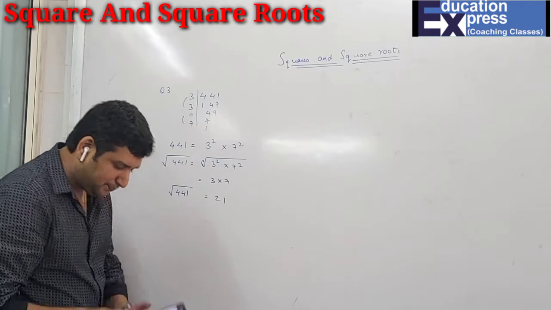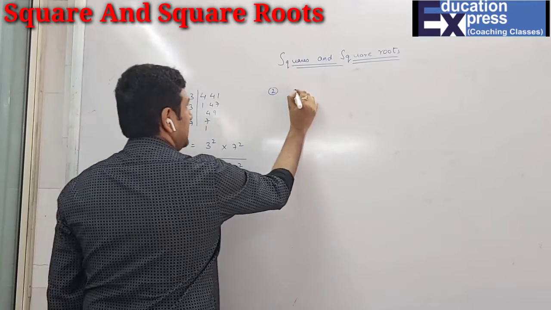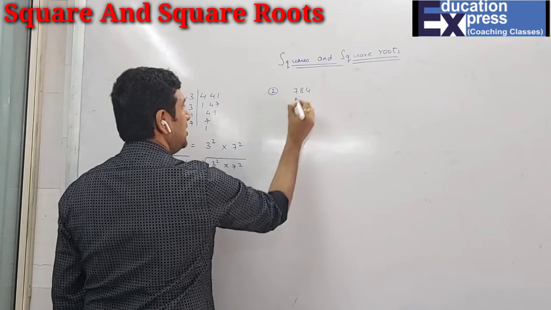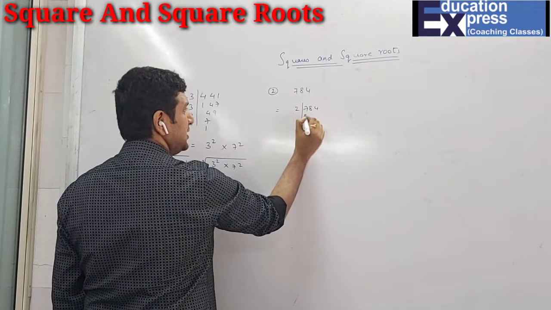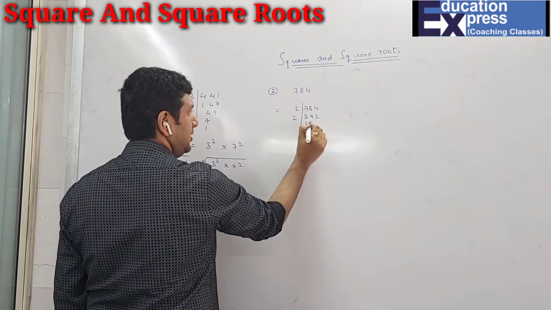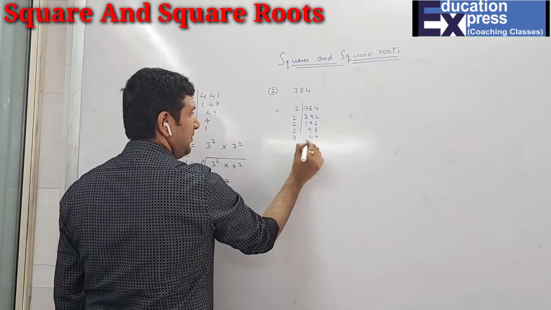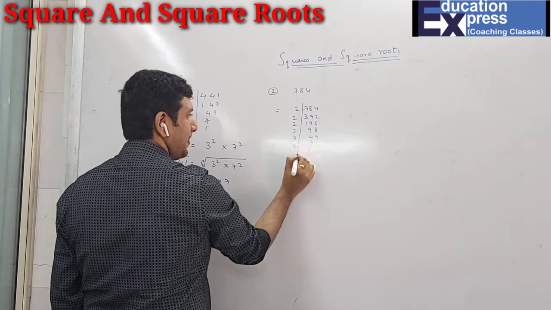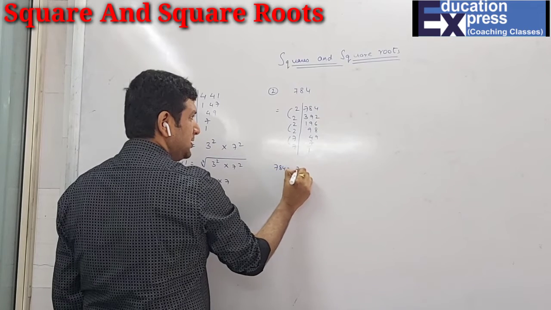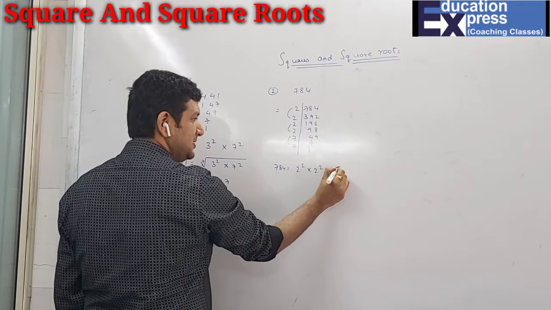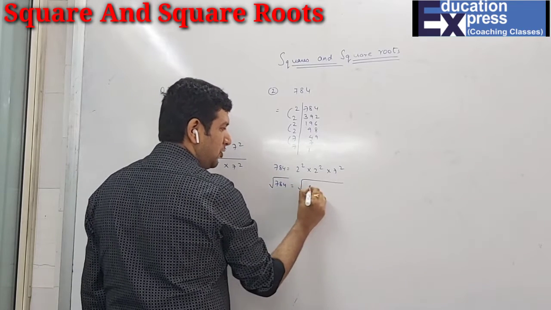Next question, 784. The second part. So now the square root of 784 will be 2 3s are 6, 2 9s are 18, 2 1s are 2, 2 9s are 18, 2 4s are 8, 2 49, 7 and 7. So 2 square, 7 square. So first I write 784 is 2, 2 and 7. Now I'll put a square root sign. So here also I'll put a square root sign.